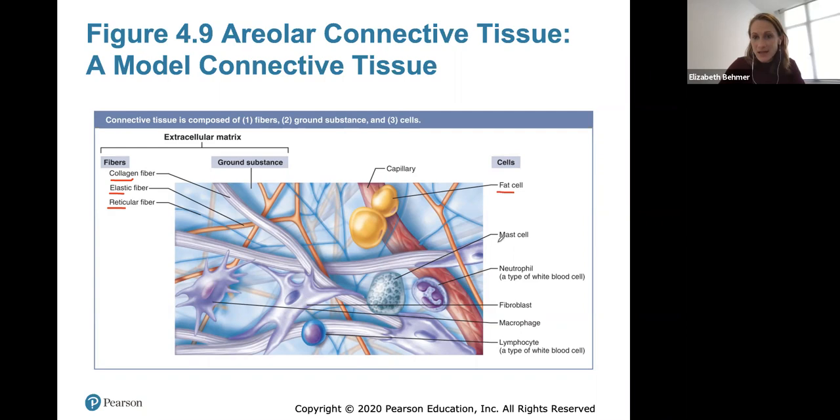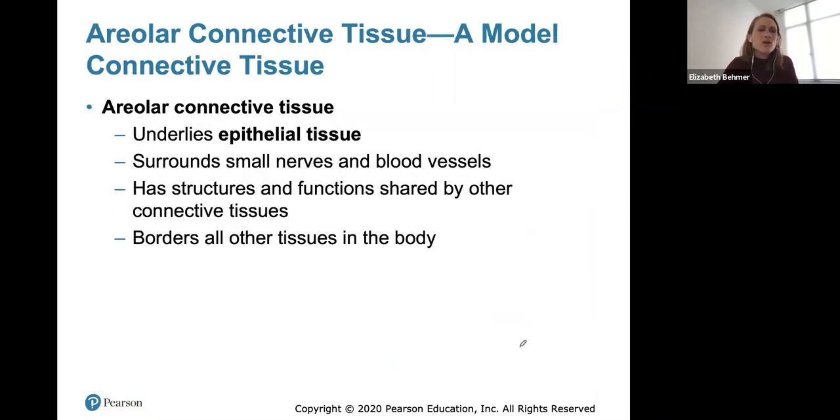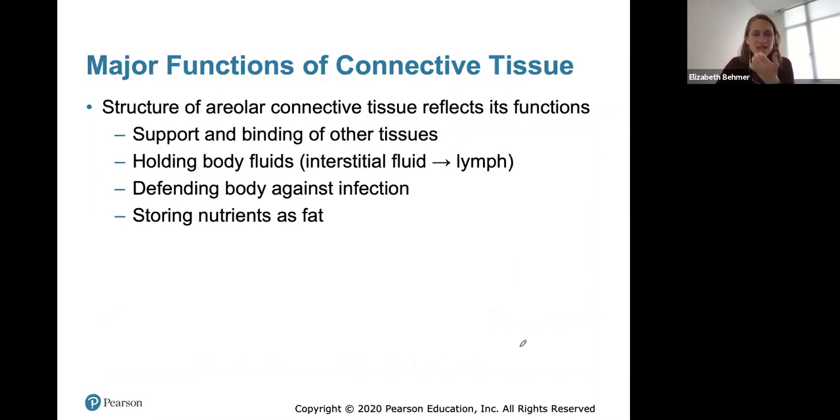We can have fat cells, mast cells, which will help with the inflammation response, neutrophils, fibroblasts, macrophages, which engulf or eat anything foreign, and then lymphocytes. So areolar connective tissue underlines epithelial tissue. It borders all other tissues in the body. It supports and binds tissues.